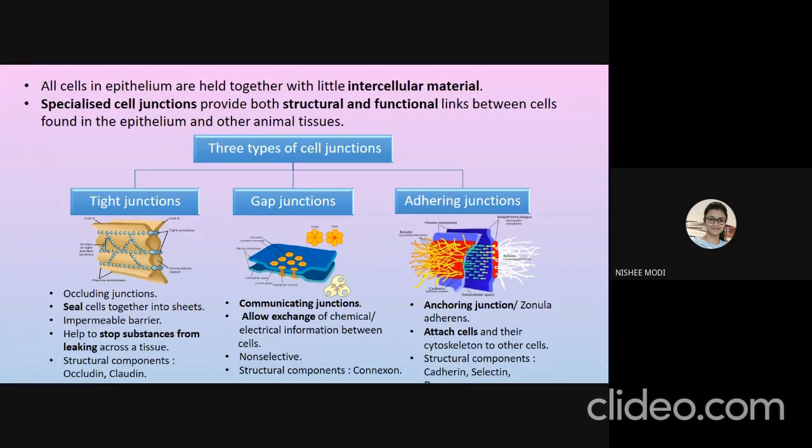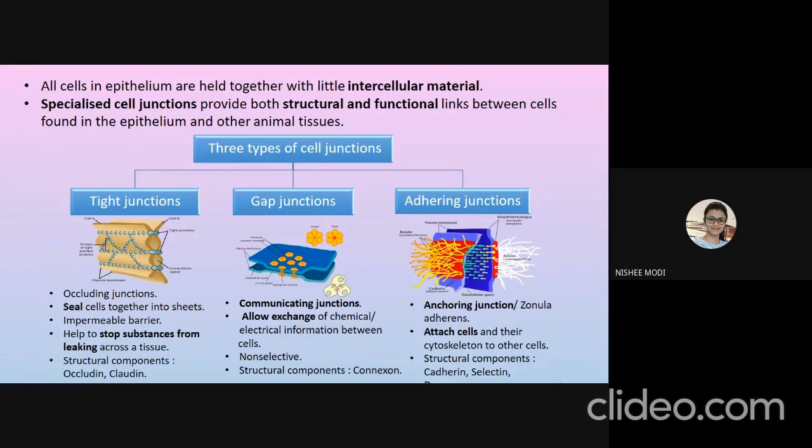Three types of cell junction are there: tight junction, gap junction, and adhering junction. So first we'll see tight junction. It can be called an occluding junction, which seals cells together into sheets, which is an impermeable barrier. It is very tightly packed and seals cells together. No space between them. It helps to stop substances from leaking across a tissue. And the structural components, which are the proteins occludin and claudin, are the markers of tight junction.